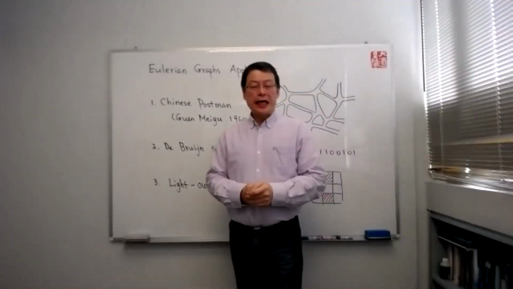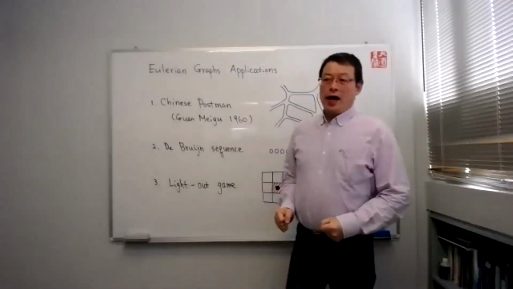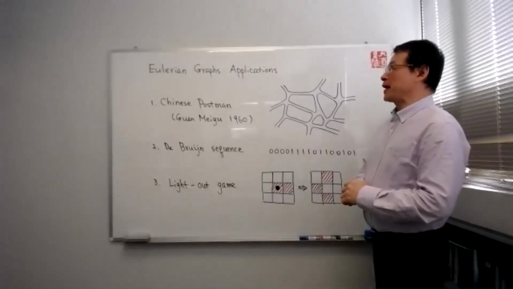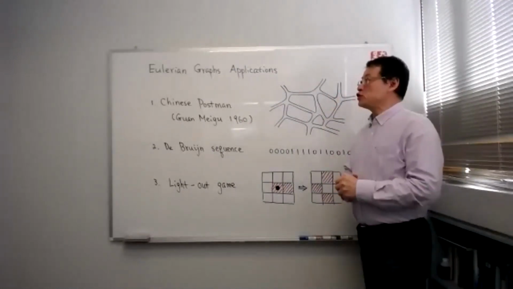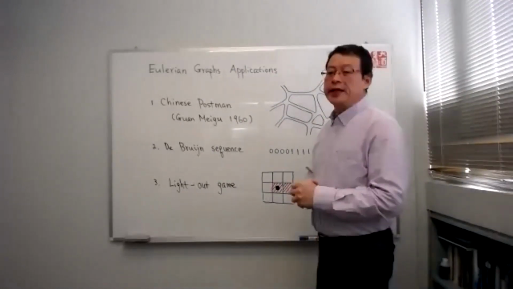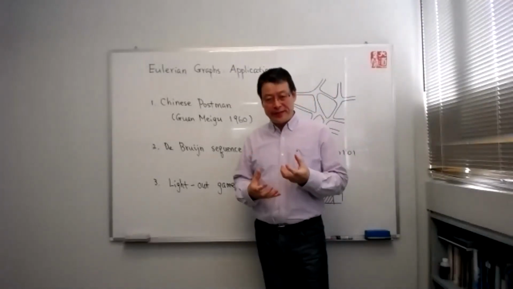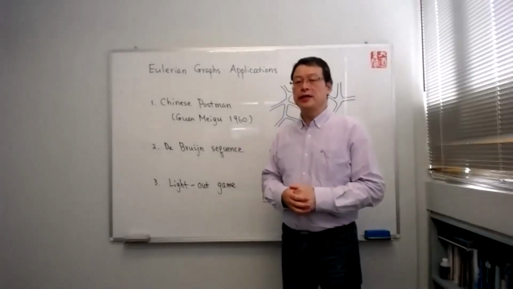Good morning, everyone. Today we are going to continue our discussion on Eulerian graphs. Today we focus on applications. Last week we discussed the characterization of Eulerian graphs, which can be characterized as a connected graph where every vertex has an even degree. So what's the use of Eulerian graphs?